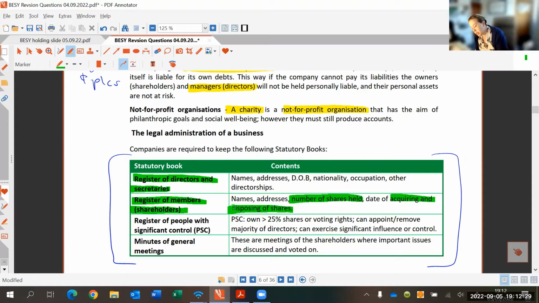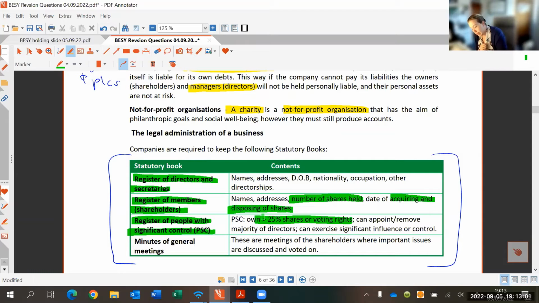You also need to keep a record of any shareholders that might have significant control. So they might own more than 25% of the shares or voting rights. It might be that they have another shareholder who votes the same way as they do, and they're sort of in cahoots with each other. And then that will overall give them more than 25% of the control if you put those two together, but they're always voting in the same way.